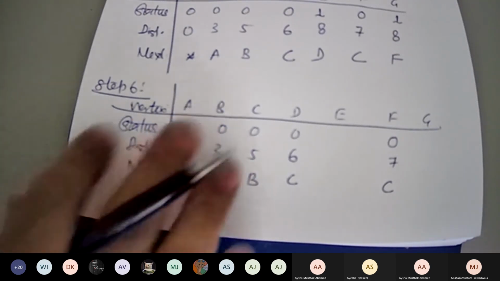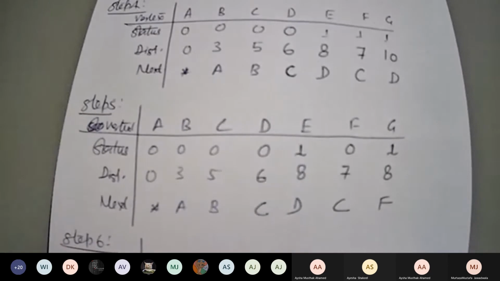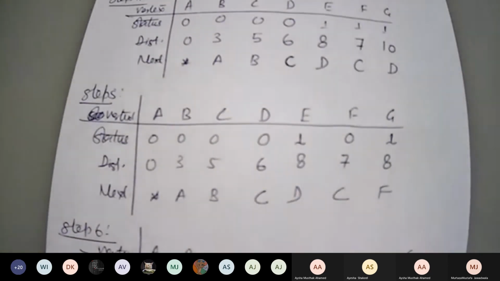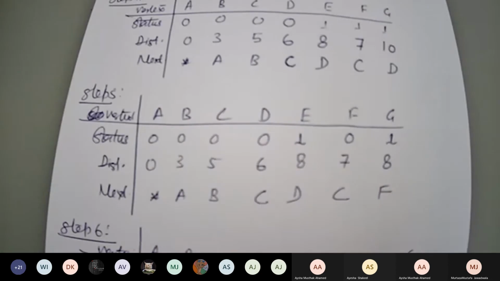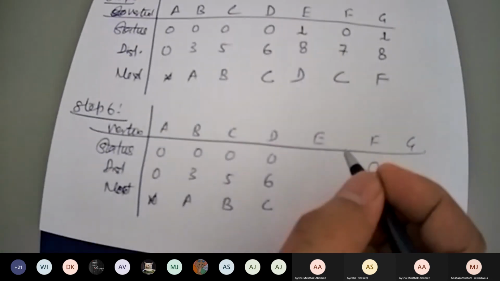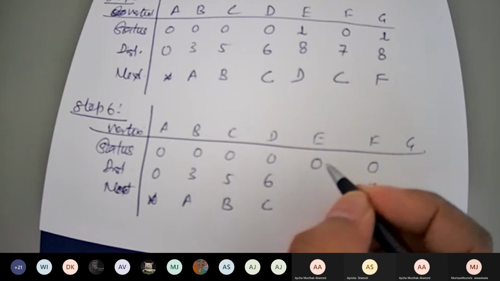Now, which one will you select? E and G both are the same distance or not? Yes, sir. E and G both are at the same distance. So anything you can take. Let's take E first since E is coming first. So make the status 0.